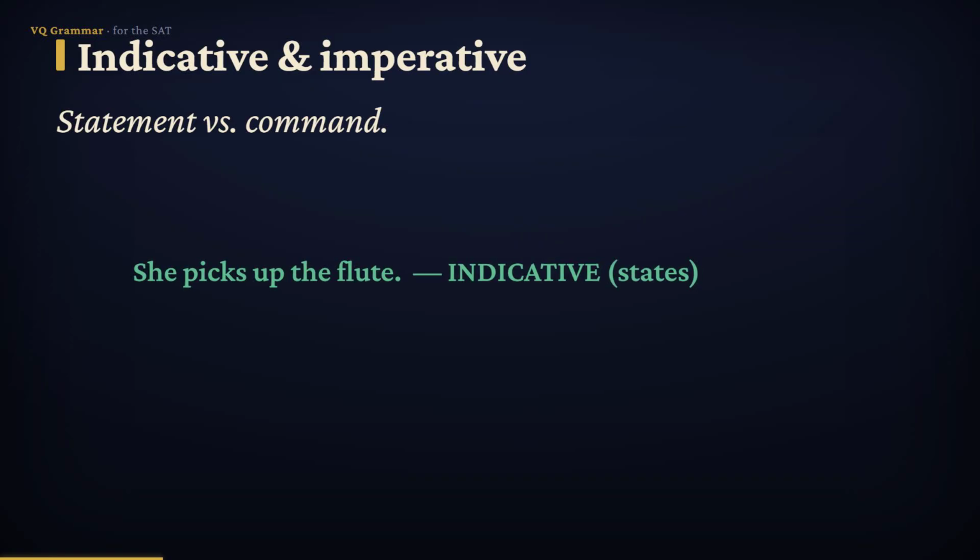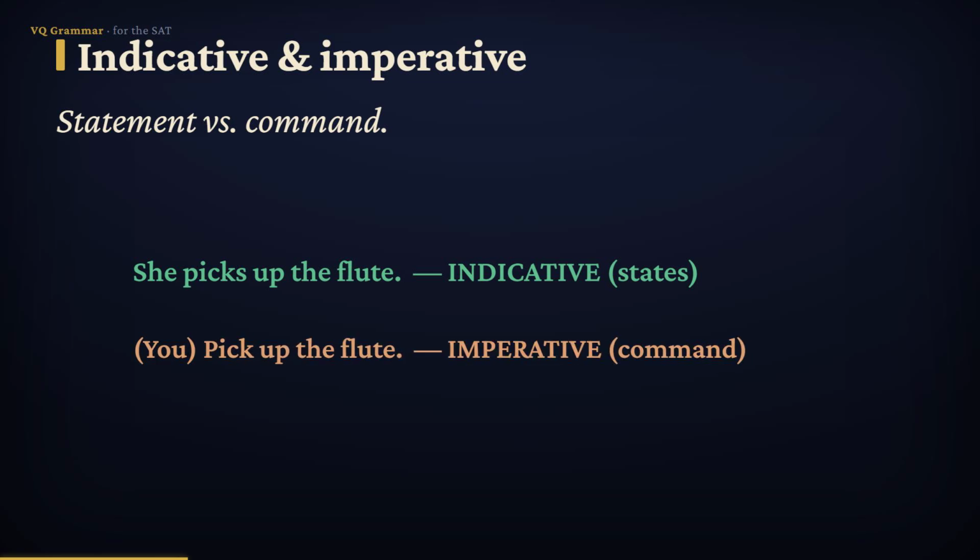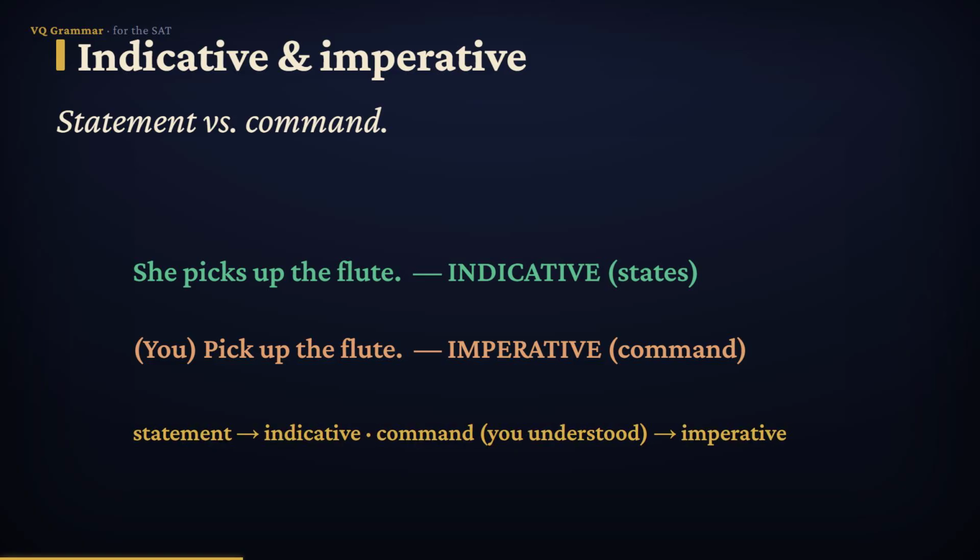Two of the moods are easy. The indicative just makes a statement. She picks up the flute. Plain fact, that's indicative. The imperative turns it into a command or request. Pick up the flute. Notice there's no stated subject. In a command, the subject you is simply understood. You pick up the flute, but we drop the you. So a statement is indicative, and a command with you understood is imperative.